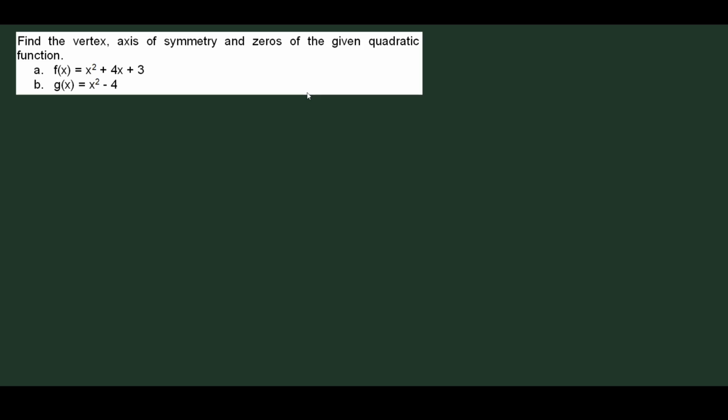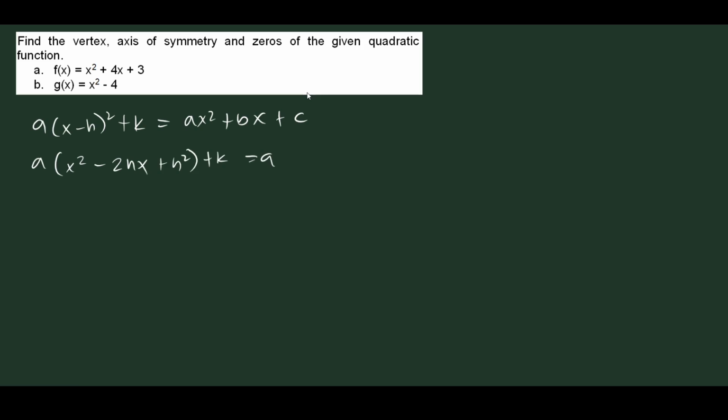We recall that we have a standard form and a general form, right? The standard form is a multiplied by (x minus h) squared, then plus k. This is also equivalent to our general form, ax squared plus bx plus c. Let's evaluate the left hand side first: a multiplied by (x squared minus 2hx plus h squared) plus k is equal to ax squared plus bx plus c. You will get ax squared minus 2ahx plus ah squared plus k is equal to ax squared plus bx plus c.